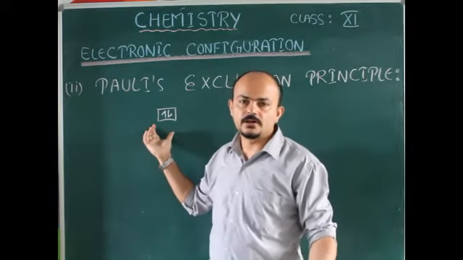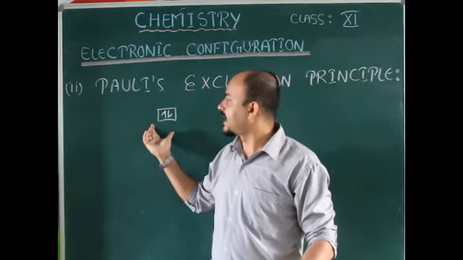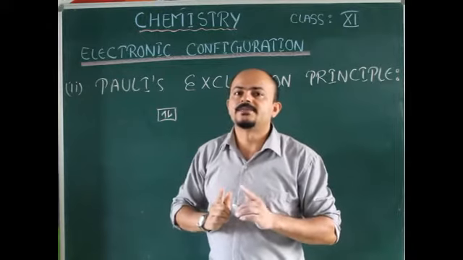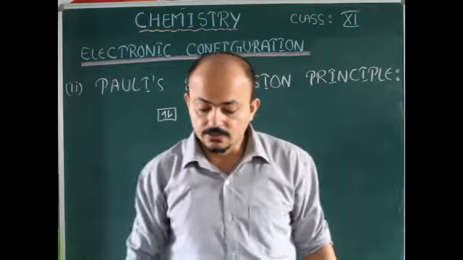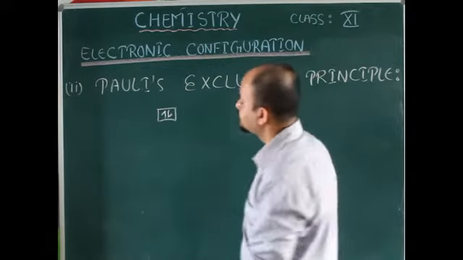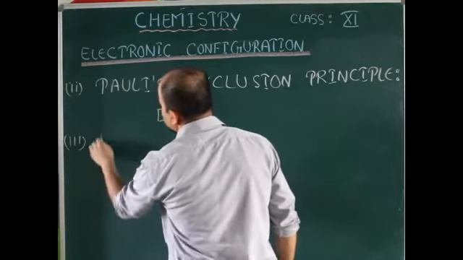In each orbital, a maximum of 2 electrons can be accommodated, and if they come together in a single orbital, they must have opposite spin. Now the third rule that governs the electronic configuration is Hund's rule.